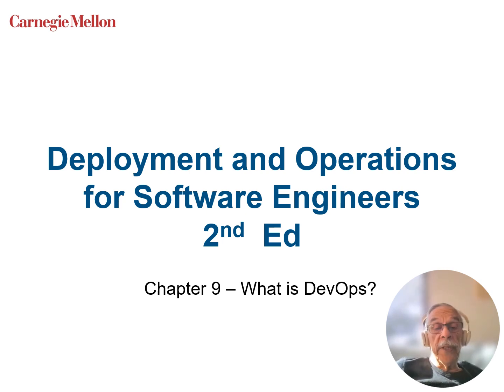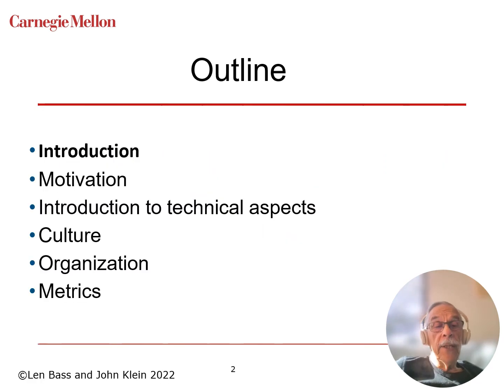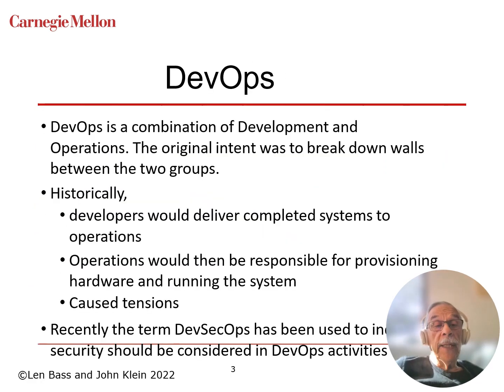In this lecture, we're going to have an overview of the DevOps map, I guess, and introduce some concepts. So let's start by saying, where does the term come from? It's a combination of the terms development and operations. And the original intent of DevOps was to break down walls between the two groups.